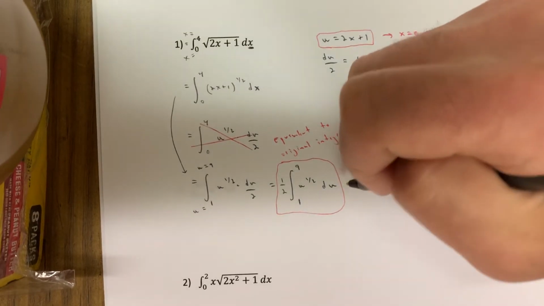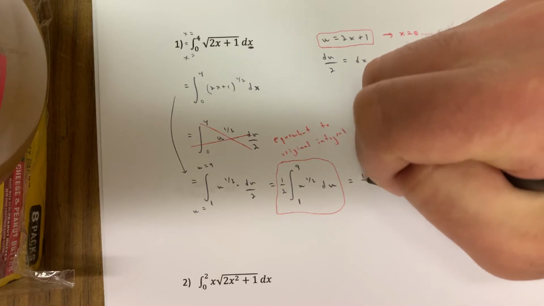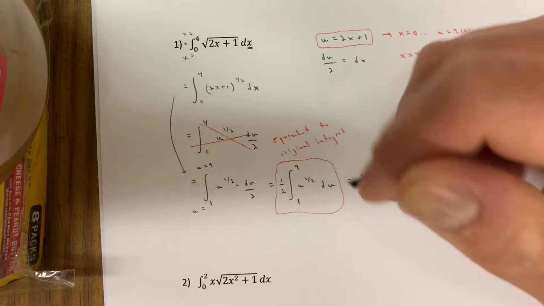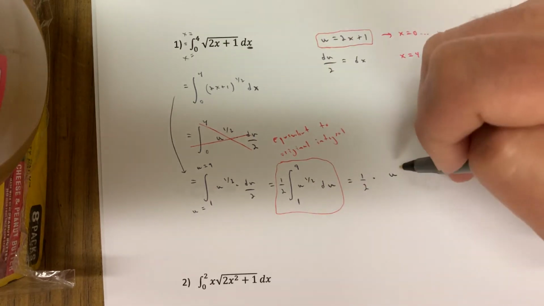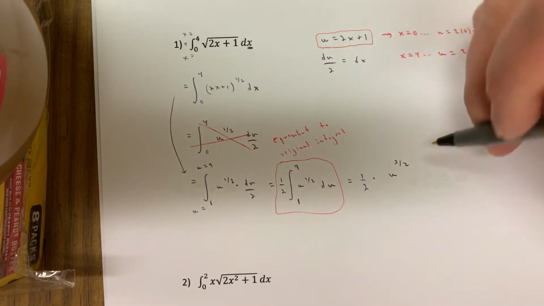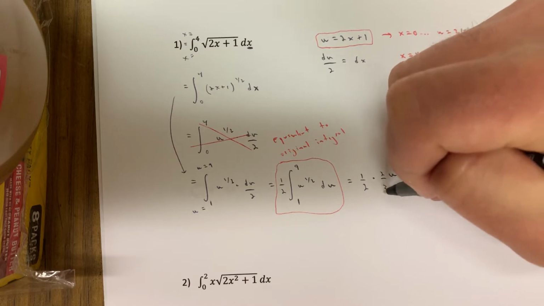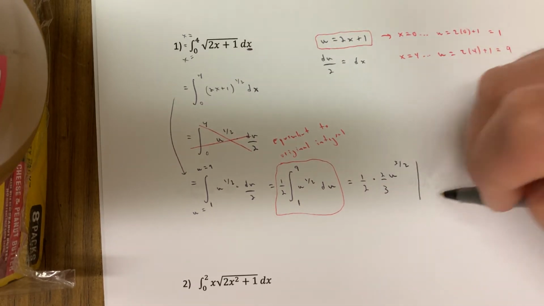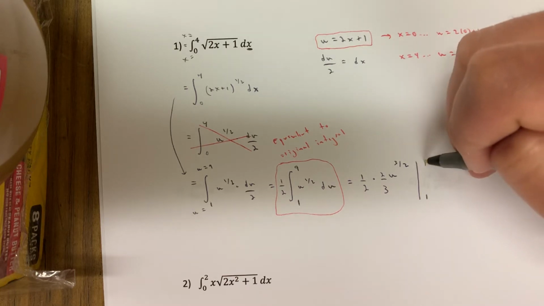So here, when we finish this up, we still got to integrate, right? Pull that 1/2 to the side. You just get chill. We integrate u to the 1/2. Add 1 to the exponent, divide by that number. 1/2 plus 1 is 3/2. Rourke is over there dividing by 3/2. The rest of us multiply by 2/3. Don't put the plus c. We're going to evaluate it from u equals 1 to u equals 9.